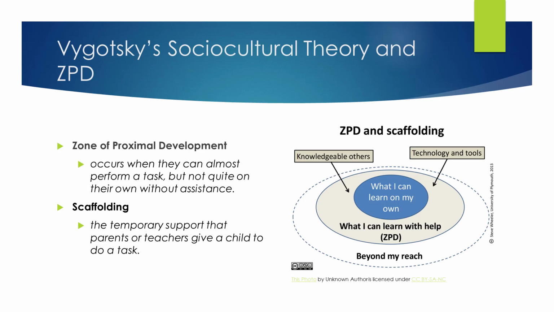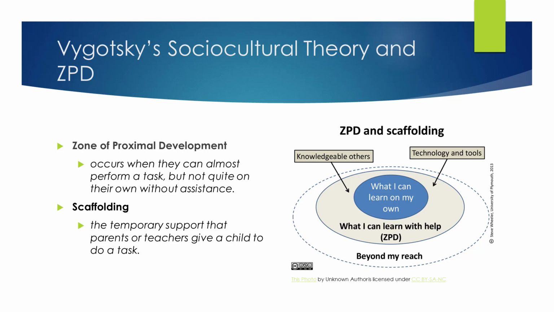Vygotsky, on the other hand, provided a different viewpoint, really emphasizing the social and cultural context of learning. Vygotsky introduced the zone of proximal development, or ZPD, a theory that suggests learning occurs most effectively in a social context where a more knowledgeable other provides support. The ZPD represents the gap between what a child can do independently and what they can achieve with guidance.